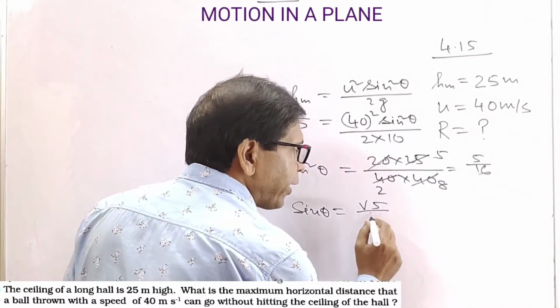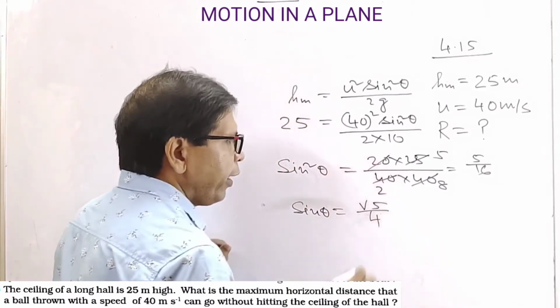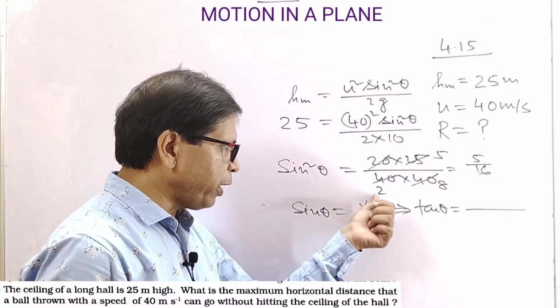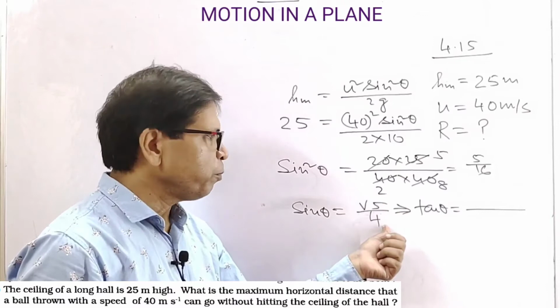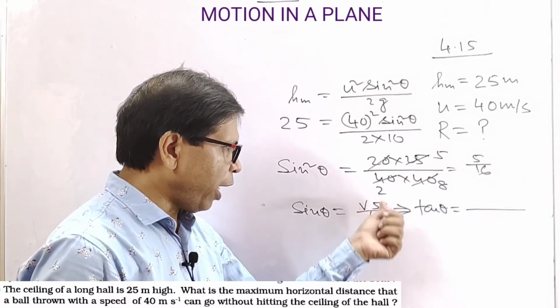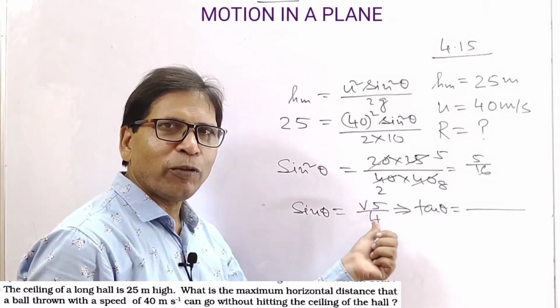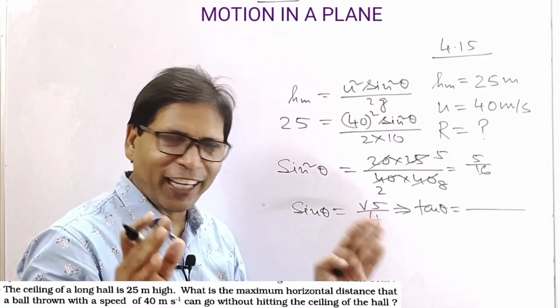So here sin theta equals root 5 by 4. Now sin theta equals perpendicular by hypotenuse. Perpendicular is root 5, hypotenuse is 4. So the base is root 11.